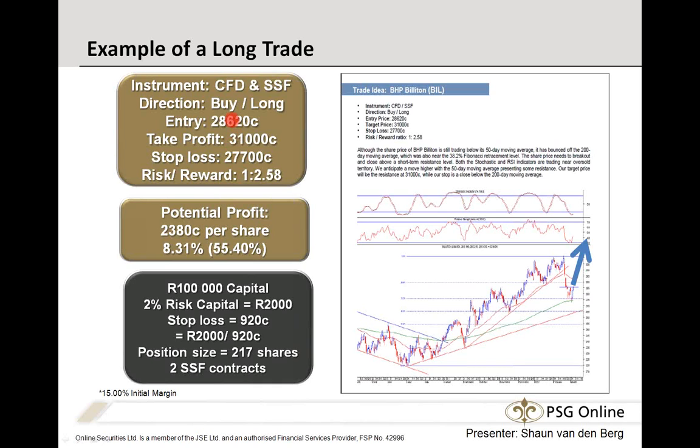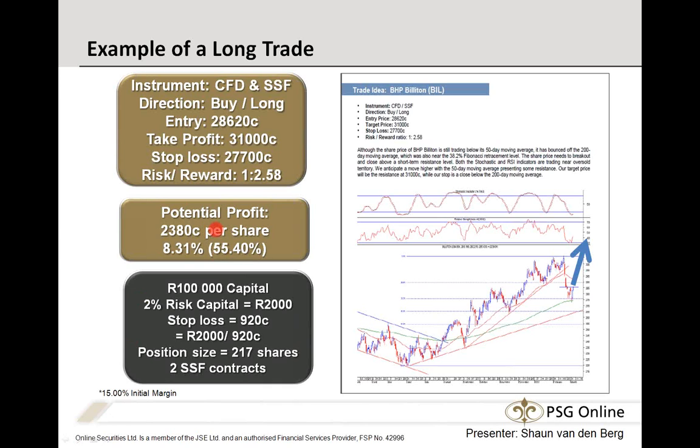The idea is you want to calculate my profits relative to my losses. So you want to go for a potential risk-reward ratio of 1 to 2. I'm willing to risk 1 Rand to make 2 Rand. That should be your minimum, never below 1 to 2. In this situation, I'm willing to risk 1 Rand to make 2 Rand 58. My potential profit from my entry point to the target price was 23 Rand 80. That as a percentage of my entry level is 8%. Now remember, this is a top 40 stock, so that 8% divided by my 15%, I've got a potential profit of 55% on my margin.